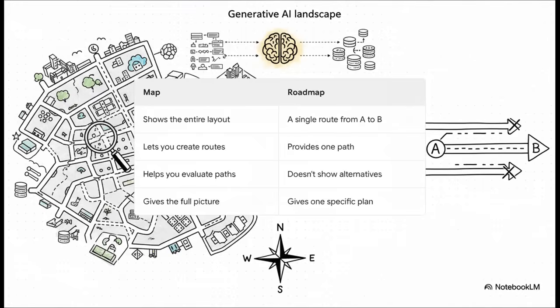Just think about the difference for a second. A roadmap just gives you one singular route from point A to point B. It's prescriptive. But a map shows you the entire city. It gives you the whole landscape, which means you get to chart your own course. You can find shortcuts, explore different neighborhoods, and maybe most importantly, you can look at someone else's directions and decide for yourself if they actually make any sense.